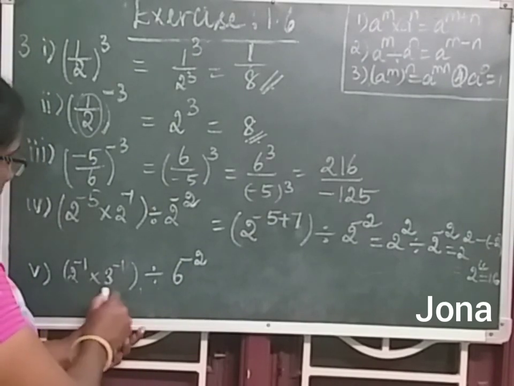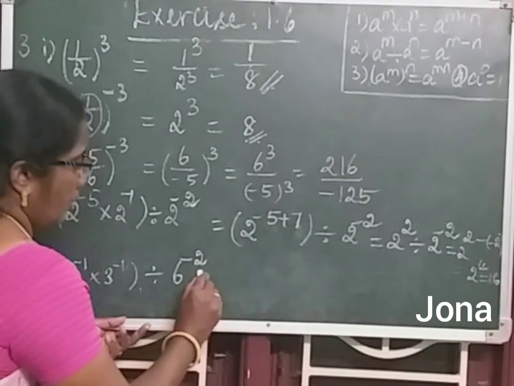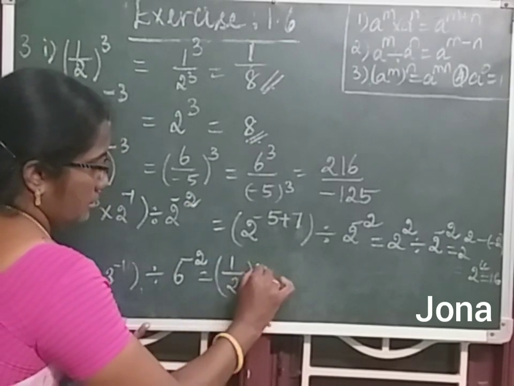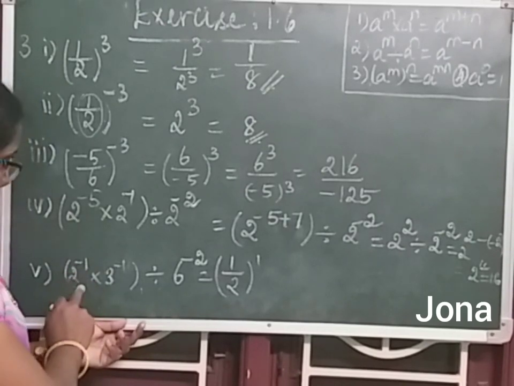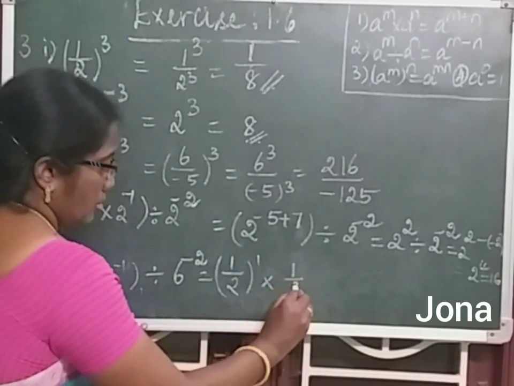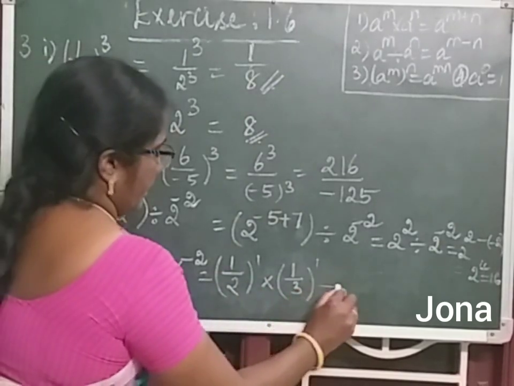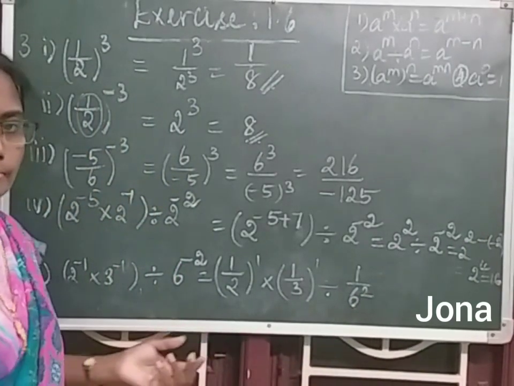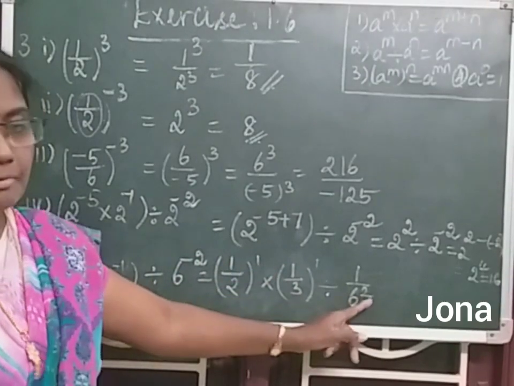And then 2 power minus 1 into 3 power minus 1 divided by 6 power minus 2. Here the bases are not same, so as usual I want to simplify. The 2 power minus 1 is nothing but 1 by 2 power 1. If I change this as plus, I have to take the reciprocal of this, that is 1 by 2 power 1 into, here also 1 by 3 power 1, change the symbol as plus, divided by, here also 1 by 6 square.